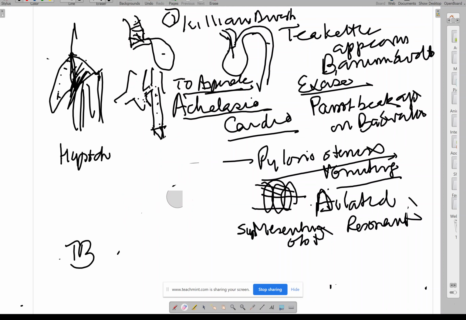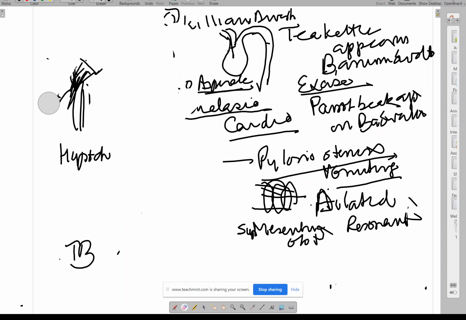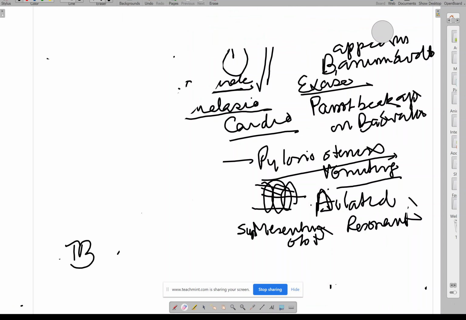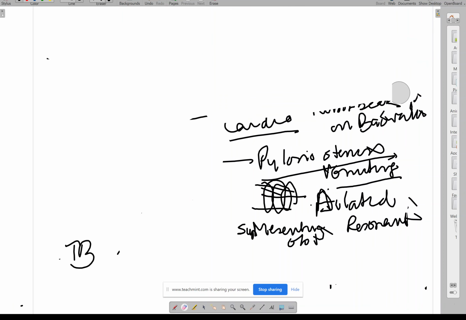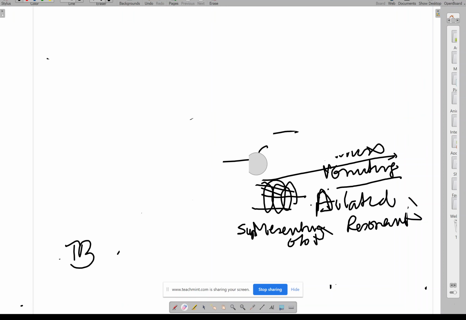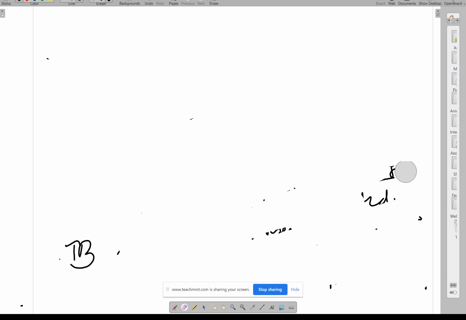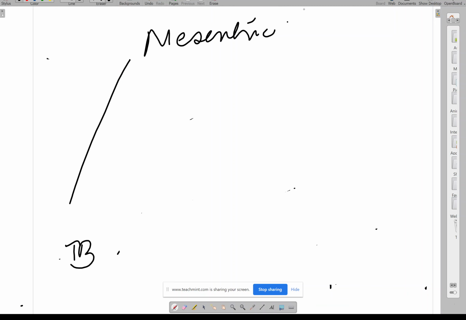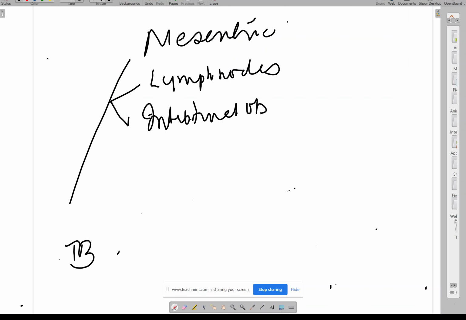And now I will tell you what happens in tuberculosis. Tuberculosis can present as three things. It can present in the mesentery, so you have a doughy feeling in the abdomen because of thickening of the mesentery. It can present as lymph nodes, and it can present as intestinal obstruction. In the mesentery, it can also present as ascites.